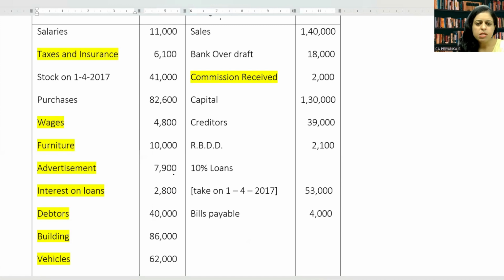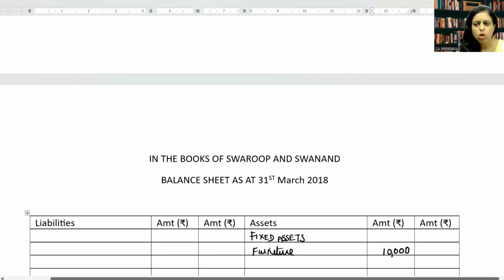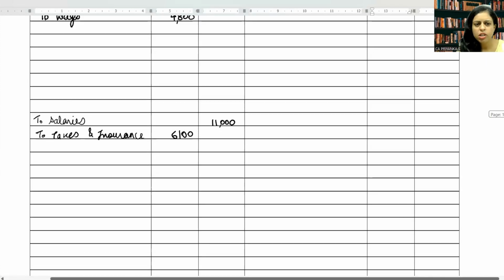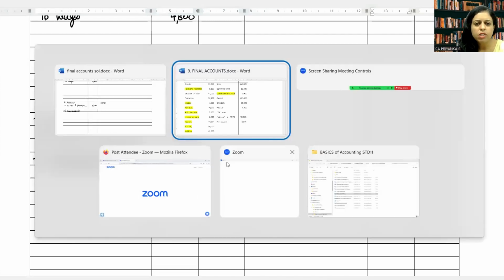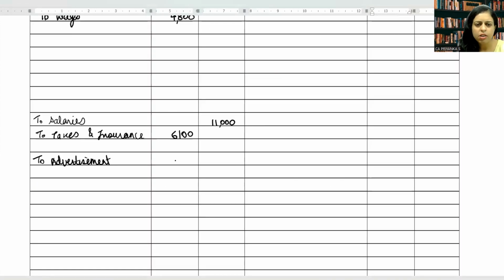Next is advertisement, 7,900. What type of expense is it? Is it direct or indirect? It is an indirect expense. Now, since there is an adjustment for taxes and insurance, I'm leaving some space and then writing advertisement on the next line. What is the amount of advertisement that I have? 7,900. That will also be in the inner column because there is an adjustment.